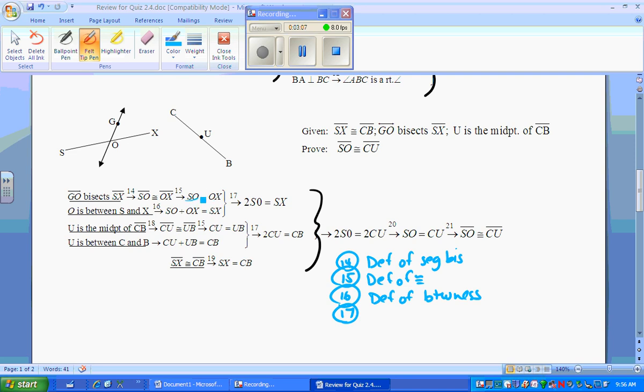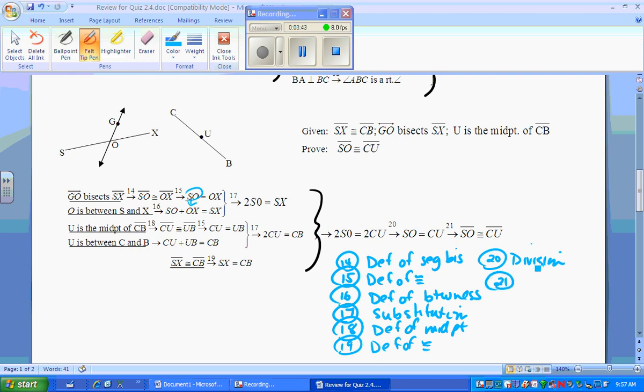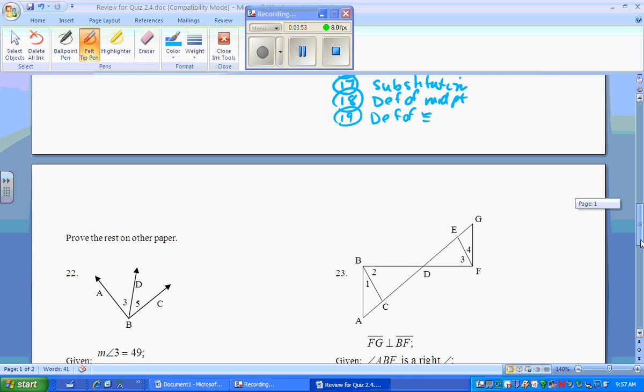17, we are taking this and plugging it in here, so we're using substitution. 18, you see the word midpoint to go from there, so that's definition of midpoint. 19, congruent to equals, so 19, we got definition of congruent again. 20 is over here. 20 is a tricky one. We haven't done 20 yet, so we're getting rid of the 2 on each side. So that is actually division. And you won't have to do that on the quiz. And then 21 is definition of congruent again. We'll learn division in 2.6 when we do it.